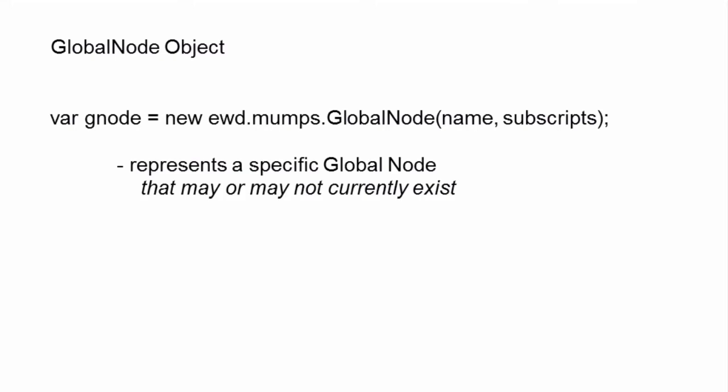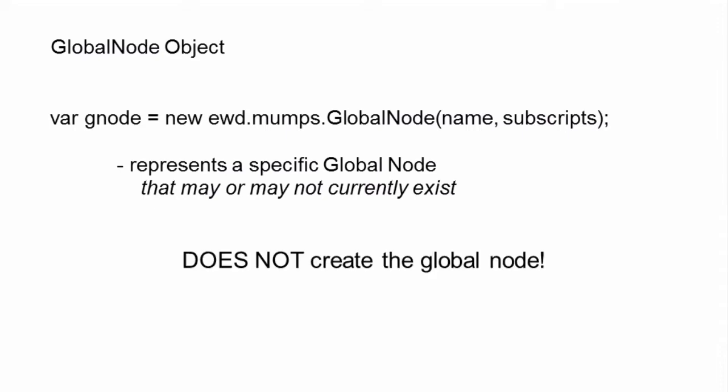So what does instantiating a global node object do for us? Well, it creates an instance of an object that represents a specific global node. And critically, the global node it represents may or may not yet physically exist in global storage. In other words, and this is essential to understand, instantiating a global node object does not create the global node.